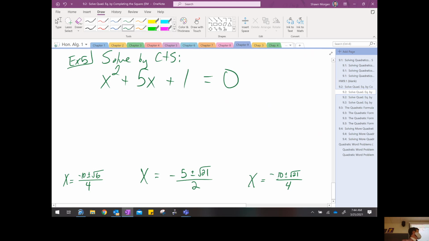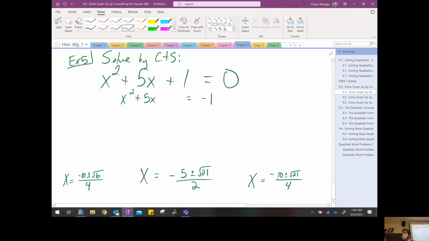So what this tells me is that we need to go through a nice step-by-step approach and see if any of these are correct. All right, so my first step is going to be to subtract 1, correct? So I'm going to get a little space. So x squared plus 5x equals -1.